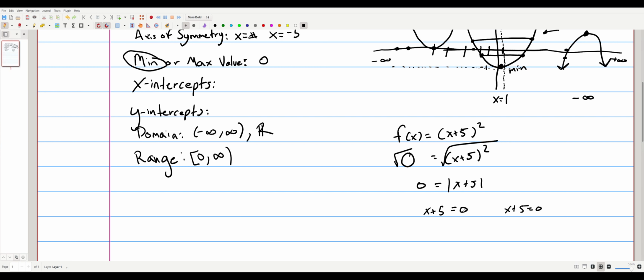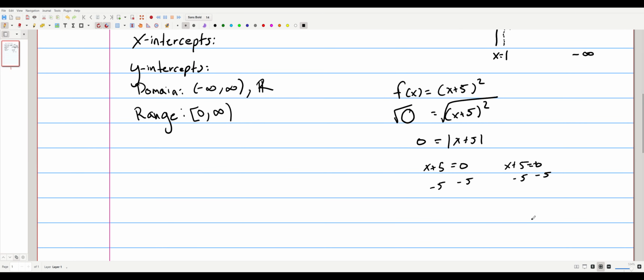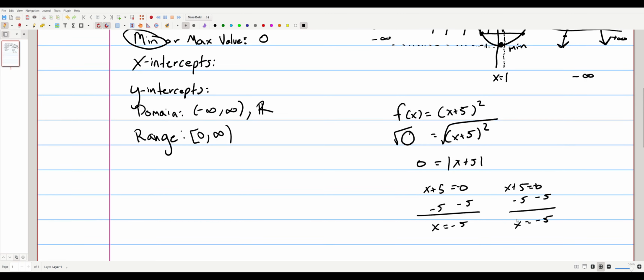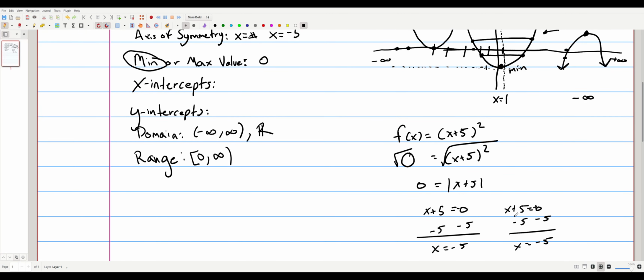And we subtract 5 from both sides on both equations. You could call this positive 0 and negative 0 if you wanted, but it doesn't really change anything. And so you get x equals -5 and x equals -5. And so we have the same x-intercept. We don't have two of them, we just have the same one twice. And so we can put that as our x-intercept: our x is -5 and our y is 0.